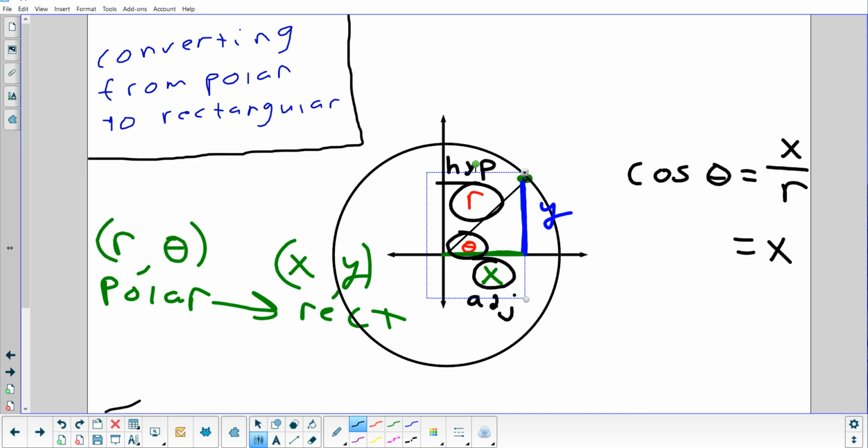And how would you get the x by itself in that formula? Times both sides by r. Yep. So you have r cosine theta. That is how you convert a coordinate in polar to the x value. You take the cosine of the angle and you multiply by r. What are you really doing? You're finding the length of the bottom of a triangle. That's the x value. Now we need the y value. What trig function would we use for the y? Yep, we're going to use sine.